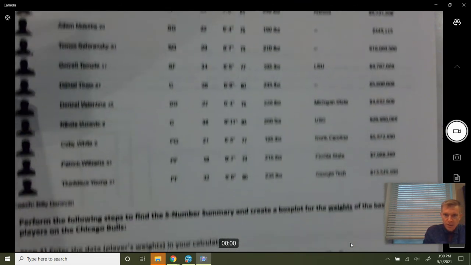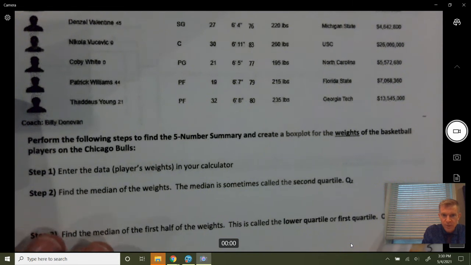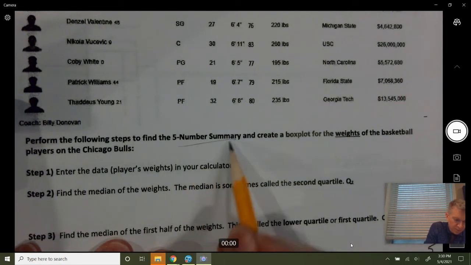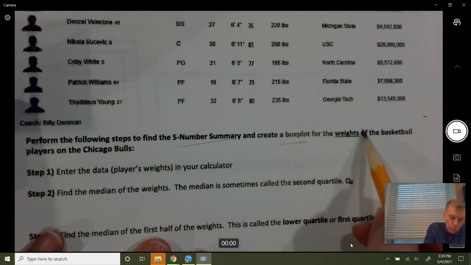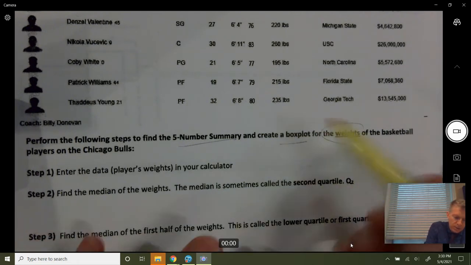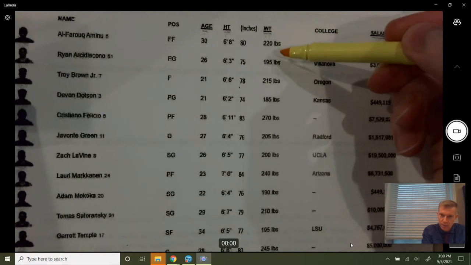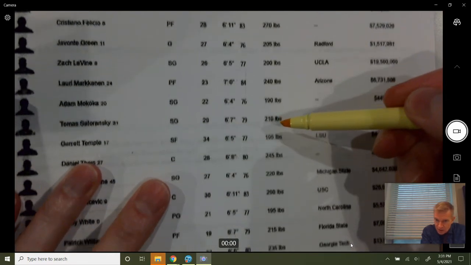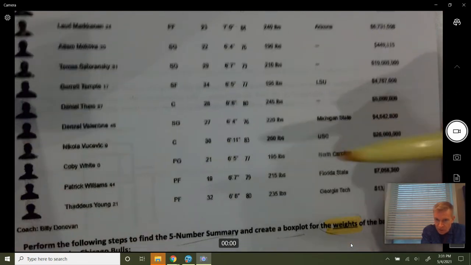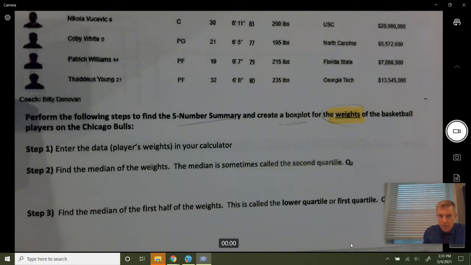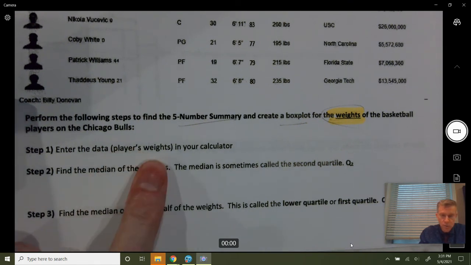Okay. Down here at the bottom, perform the following steps to find the 5-number summary and create a box plot for the weights. Now notice here we're talking about the weights. So we're going to look at the weights column. It doesn't seem to be huge variation in the weights, but we're going to actually do the statistics to figure that out. So we're going to enter the players' weights in the calculator.